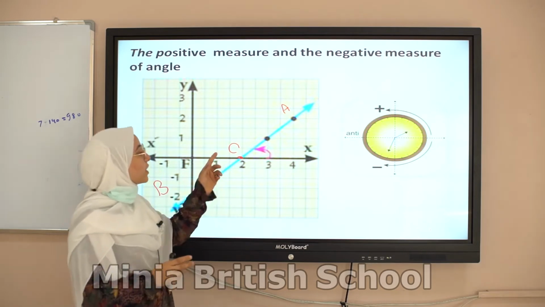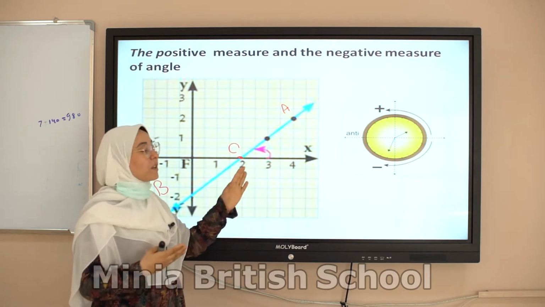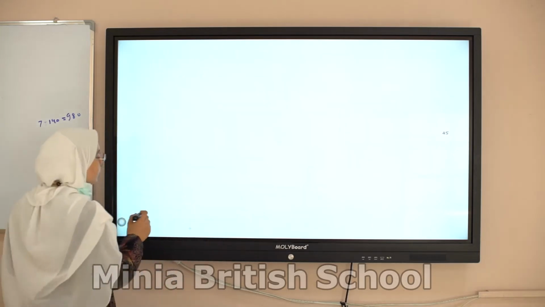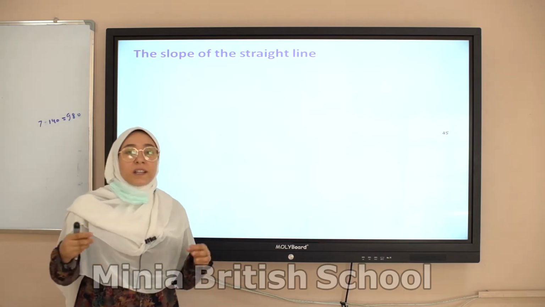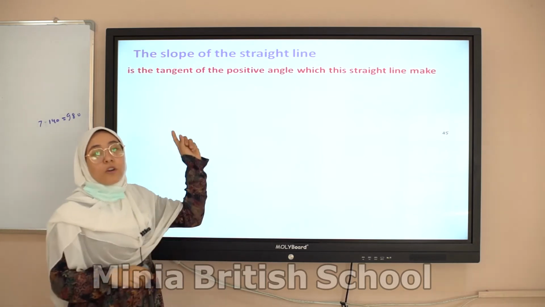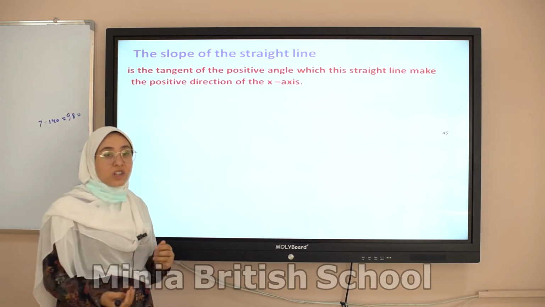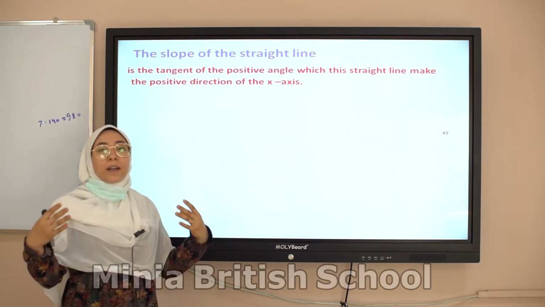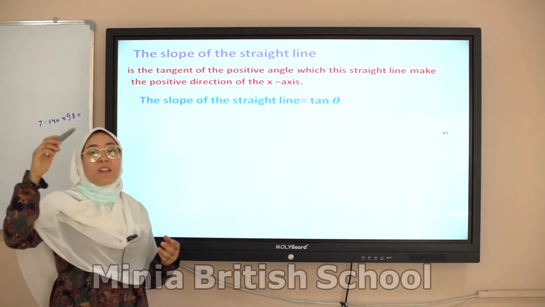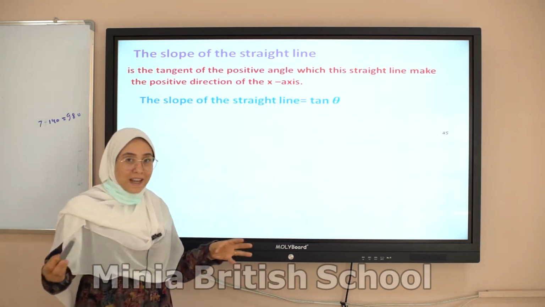Now I will talk about the positive angle which the straight line makes with the positive direction of the x-axis. So the slope of the straight line equals the tangent of the positive angle which the straight line makes with the positive direction of the x-axis. I mean, slope m equals tan theta, where theta is the positive angle which the straight line makes with the positive direction of the x-axis.